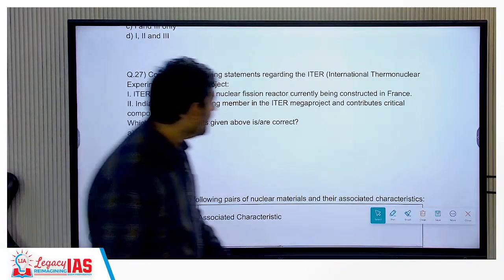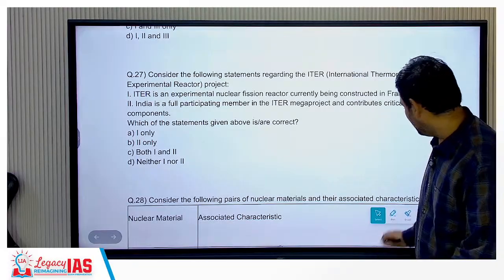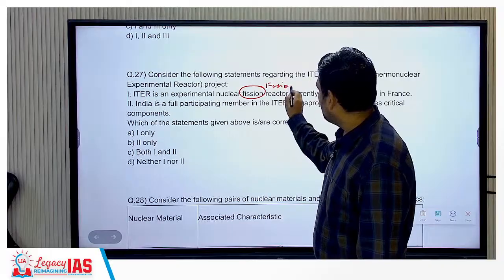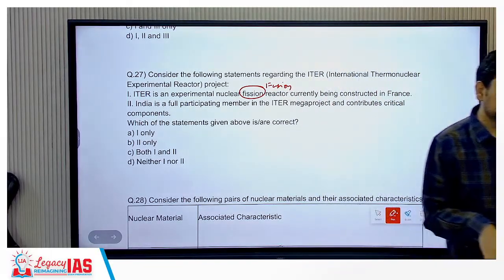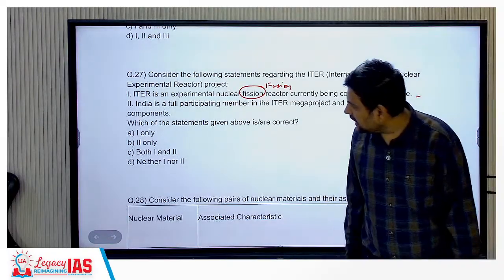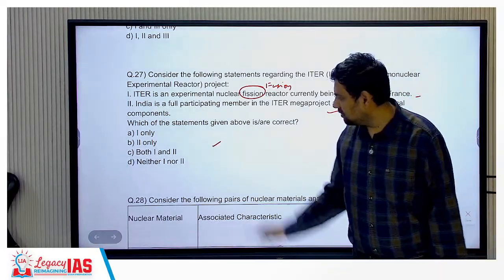Then next is ITER. ITER, experimental nuclear fission. Experimental nuclear fusion reactor. Okay, currently constructed in France. Then, India is a full participating member in ITER. So the answer becomes 2 only.